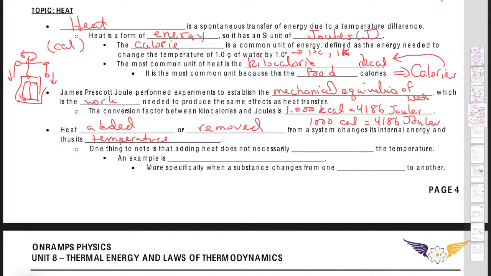One thing to note is that adding heat does not necessarily increase the temperature. One example would be melting ice. Technically I am adding heat, but I'm not increasing the temperature. What am I doing to the ice? I'm changing the phase. We're going to get into this. The heat that we add is what we call latent heat. So we're adding heat, but we're not increasing the temperature.